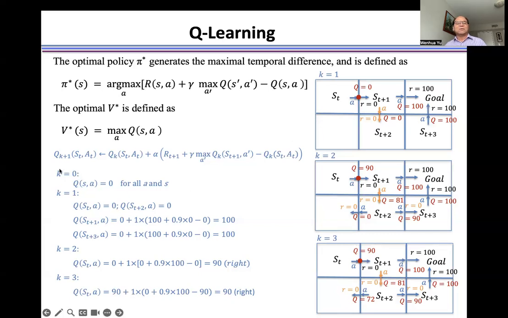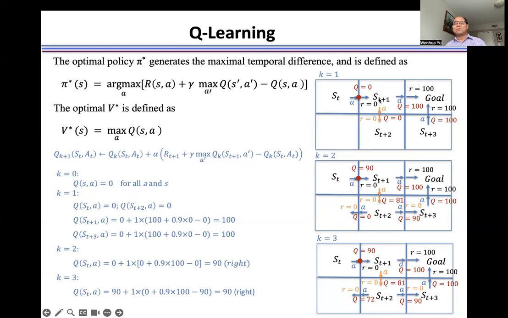Let's start from k equals 0. That's the beginning with the initial condition. The initial condition makes all the Q equal 0. Then all the Q is 0. And then when k equals 1, because all the Q equal 0, R is nonzero only when moving to the goal, where R equals 100. For the rest, R equals 0. When k equals 1, all the Q is 0 except the two next to the goal.